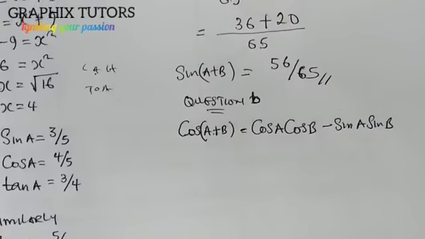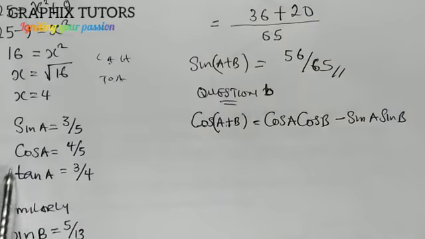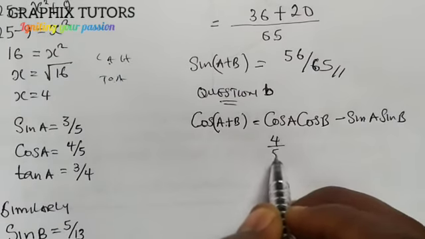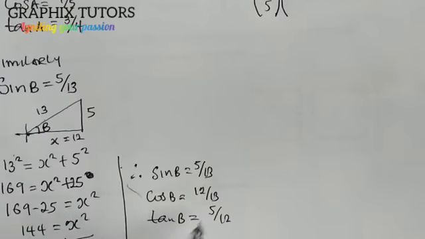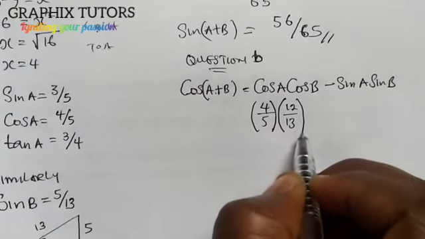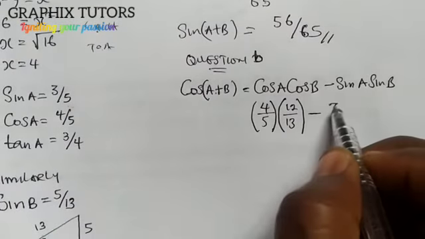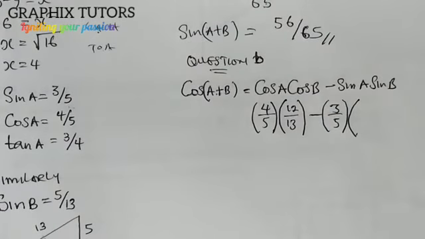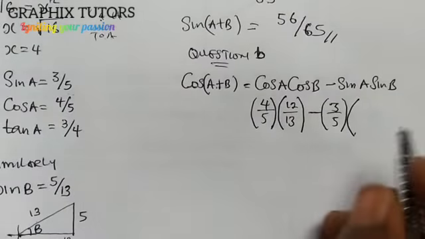So now we move to the next one. Now cos A, if you look at our equation, cos A is given as 4 over 5. So I can put it this way by saying 4 over 5 into bracket cos B, and that is 12 over 13. We have 12 over 13 minus sine A, which is given as 3 over 5, and we have sine B given as 5 over 13.